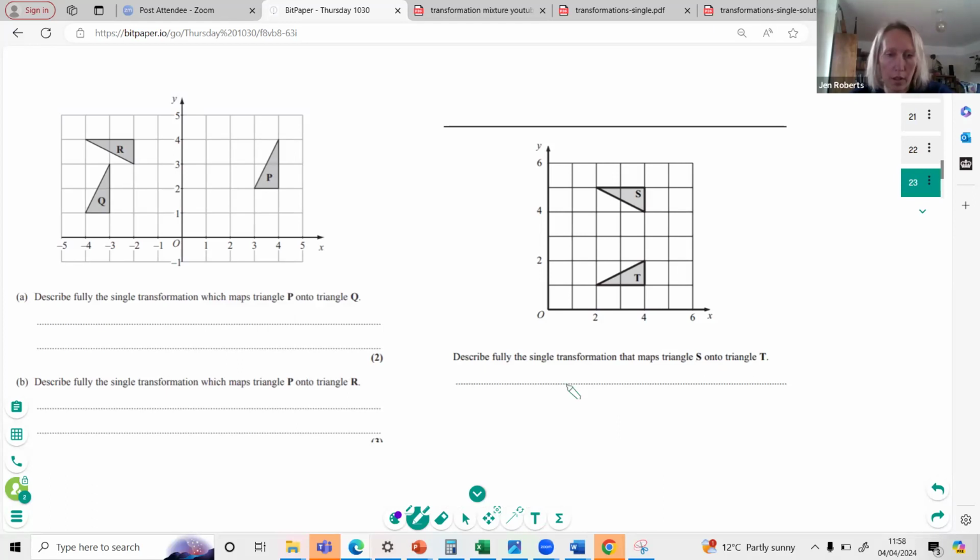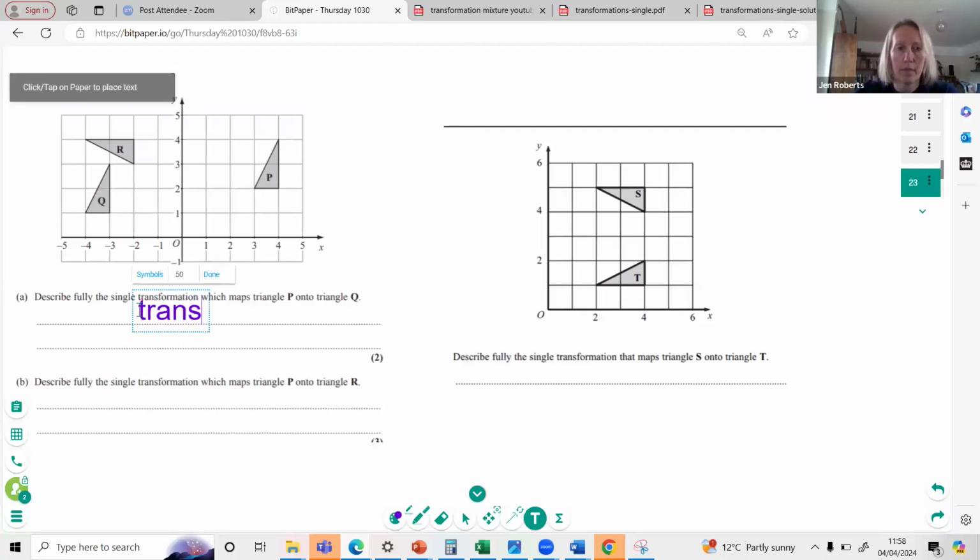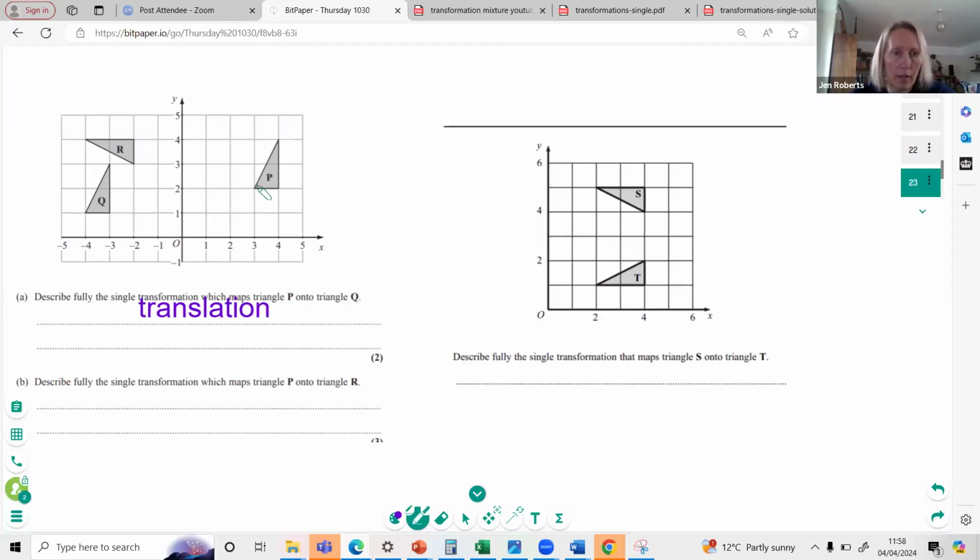Okay, so got a couple of different ones going on here. P onto Q. P onto Q, can you see? It's just a movement, it's a translation. We need the vector. Let's get our vector. I'm going to choose this corner. It's got to be the same in the other shape there.